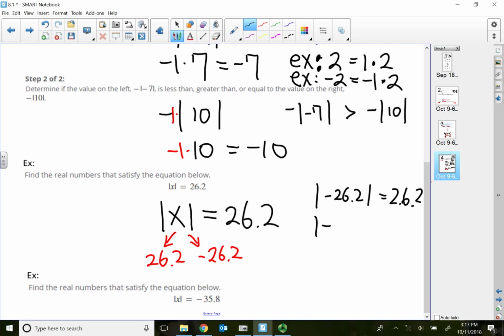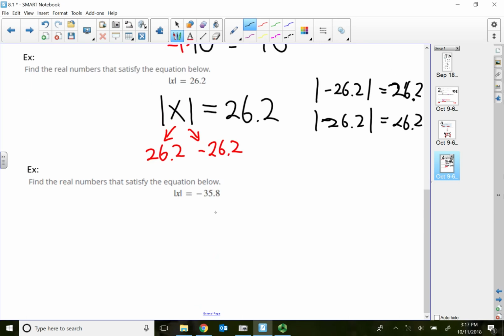The absolute value of a positive 26.2 will still come out to be positive 26.2. Okay. So that means inside the absolute value itself, I can have a positive and I can also have a negative one. So this very last question here, what can I put inside the absolute value in order for it to come out to be a negative 35.8?